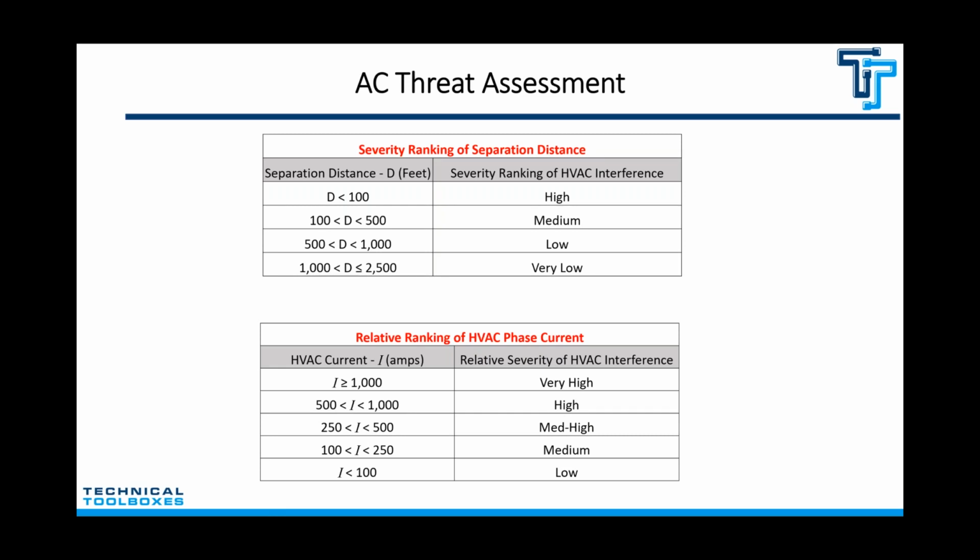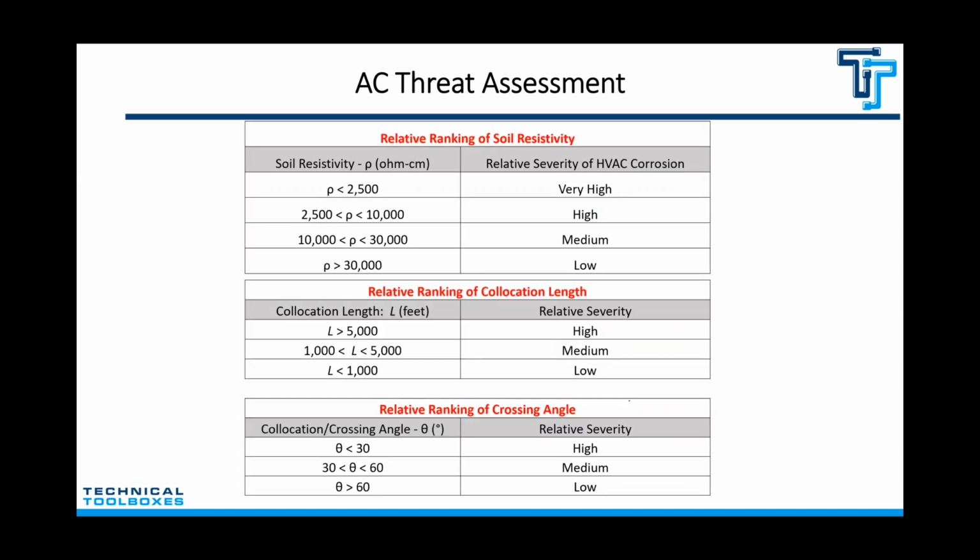Now we'll rank these things based on the threat, and these tables here, you can just kind of see how we rank them. Anything that's within 100 feet between the pipeline and the power line, we call that a high level. And 100 to 500 medium and so forth. You can see our tables here. We'll rank them based on current. Anything more than 1,000 amps, we call that very high. 500 to 1,000 high. You see how we rank those. And of course, we have it for source resistivity. We have it for co-location length and our crossing angle.